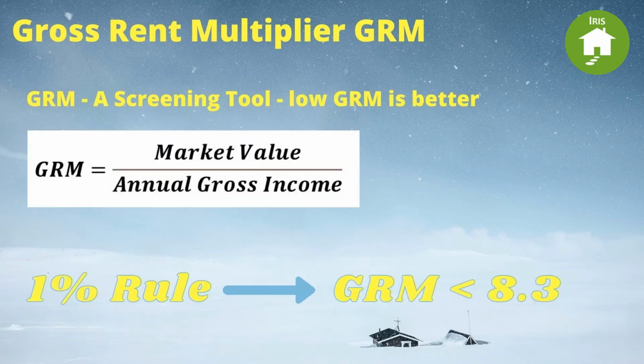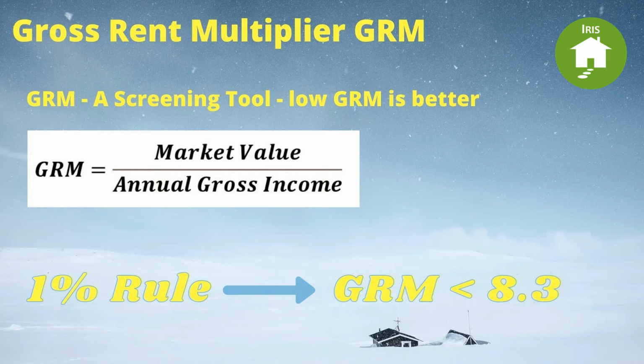We start with the simple screening number, Gross Rent Multiplier, GRM. GRM is a quick method of determining value of an investment property compared to others in the same market. It equals the property's market value divided by its annual gross income. GRM is useful for comparing investment properties for further analysis. The lower the GRM, the better. A lower GRM means that your rental property will take less time to pay off.